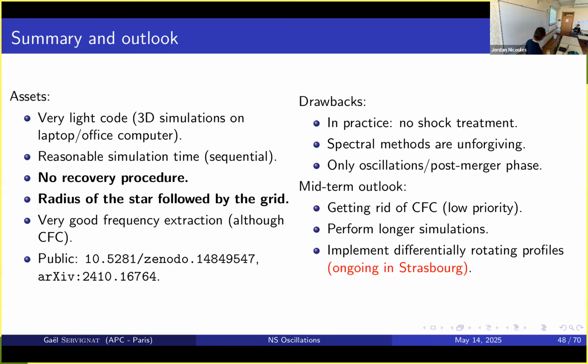The code is public, you can find it right there. This is the paper, this is the code. Of course, it has drawbacks: no shock treatments, as I have shown. I would say that spectral methods are unforgiving, because if you make the slightest mistake, everything will crash. And it's only oscillations of the post-merger phase, so you can't do much with it, but it has a very specific goal in mind, and it's supposed to be very good at this.